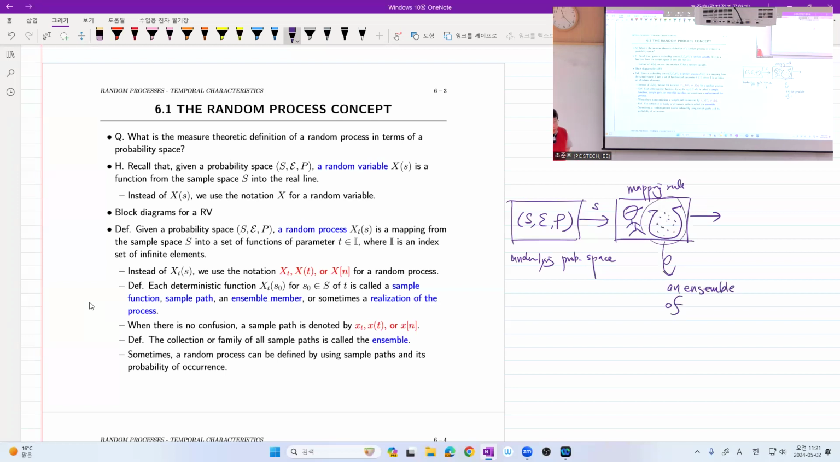And especially when we talk about random processes, each element is called a sample path or sample function. And these are also called ensemble members, as we listed here. Sample function, sample path, ensemble member, or as we always have done, a realization of, in this case, the random process.